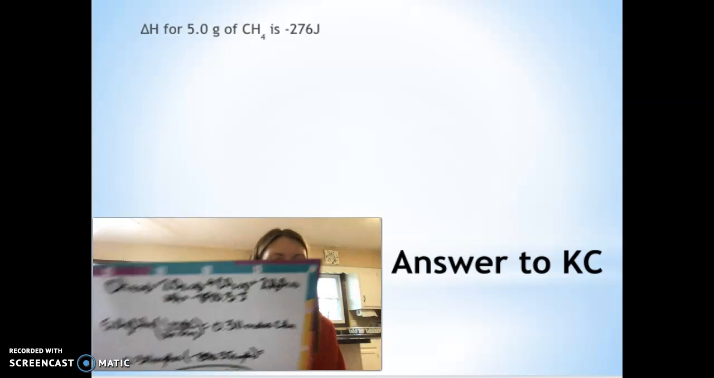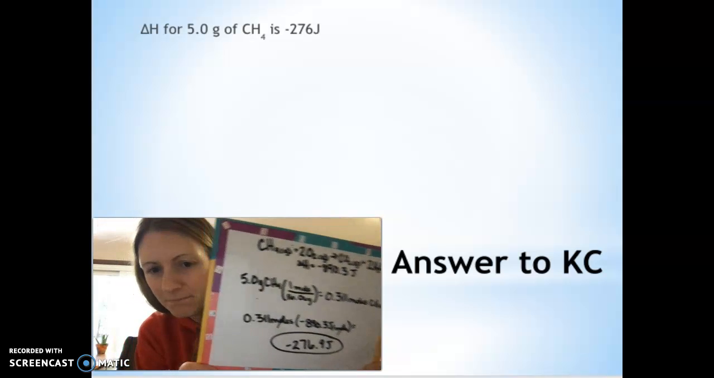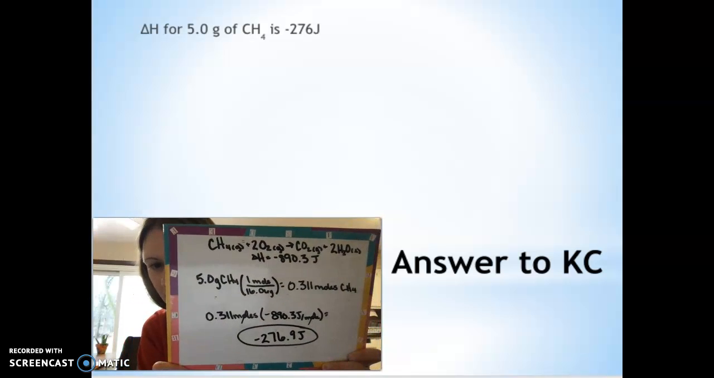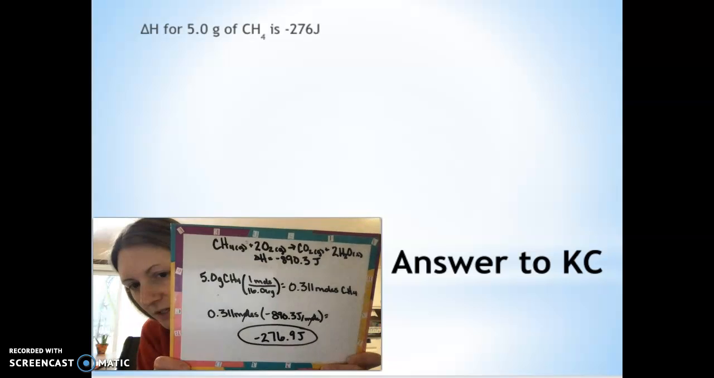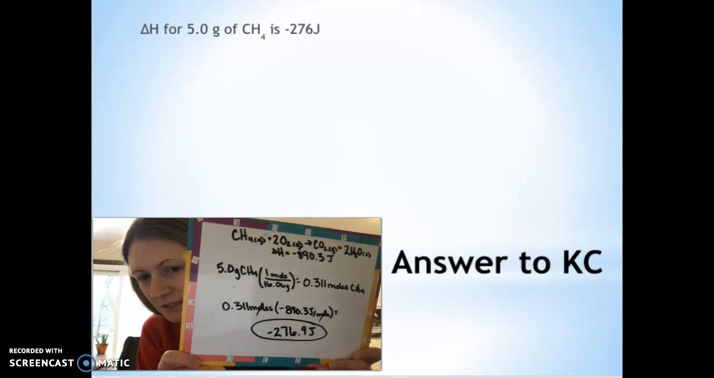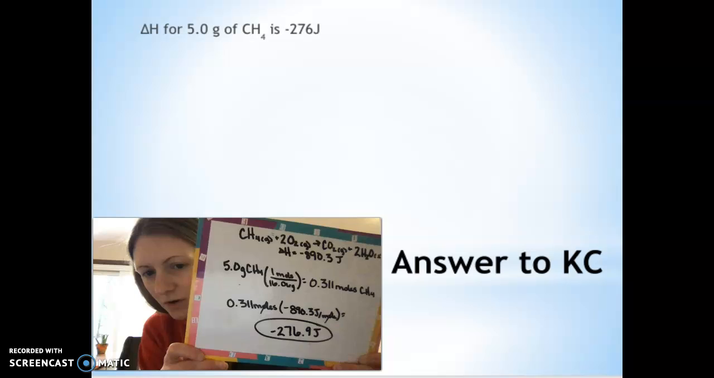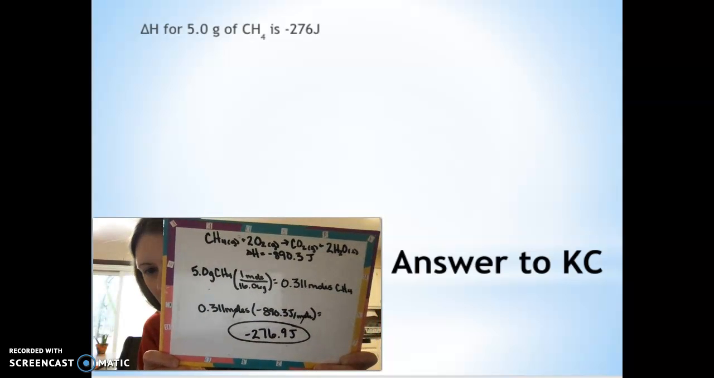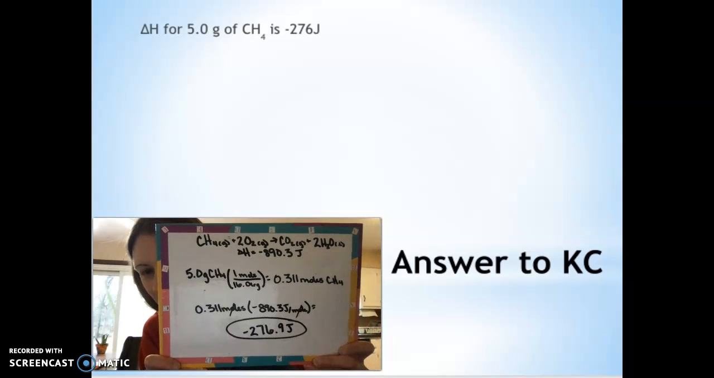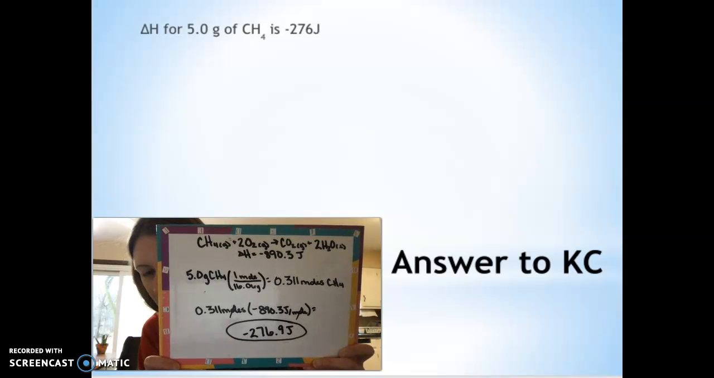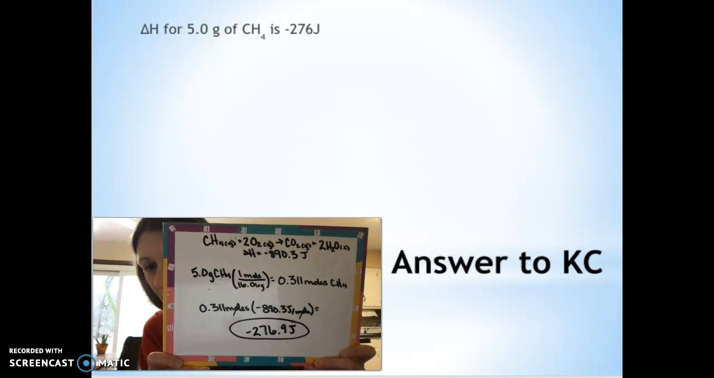I've got my trusty whiteboard here. Mirrors are hard. Okay, so here's our equation on top that you can see with the delta H, giving us our whole thermochemical equation. There we go. Your first step is to convert those 5 grams of methane into moles by dividing by molar mass to get 0.311 moles of methane.